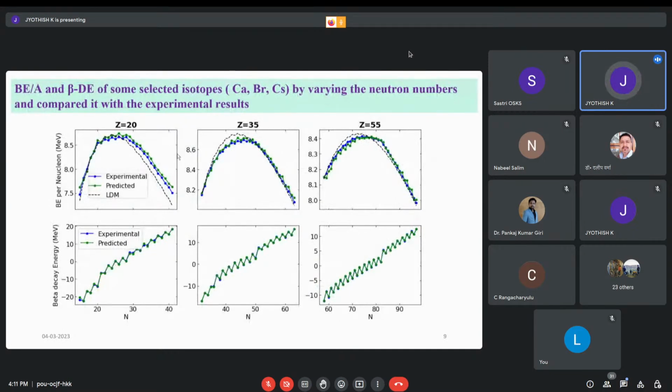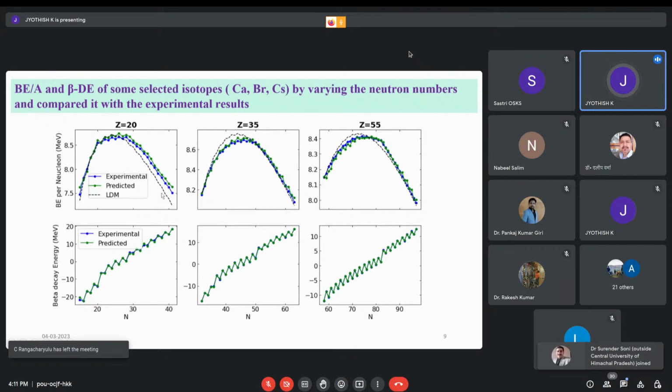So I plotted the binding energy per nucleon and beta decay energy of some selected nuclei like calcium, bromine and cesium by varying the neutron numbers and compared it with the experimental result. Here the blue line represents the experimental result, the green line represents our predicted model result, and I also added the liquid drop model result. From the figure itself we can see our model and the experimental results are very much correlated. Similarly in the binding energy case, both the experimental and predicted values are correlated with each other.